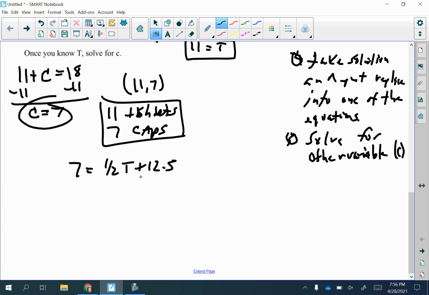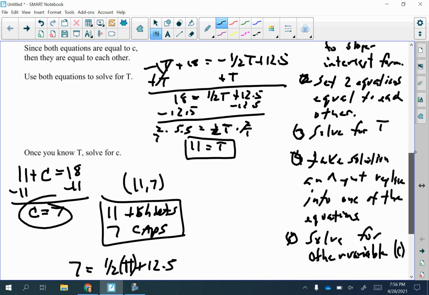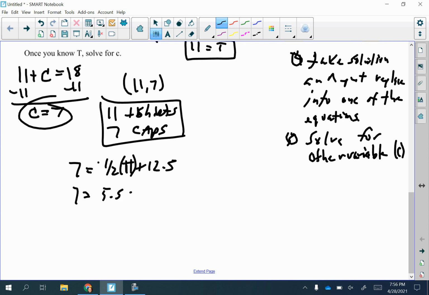I could plug both equations in to make sure they work, right? So this is 7. So 11 times 1/2 is 5.5. Oh, wait, I'm sorry. I think the equation was negative 1/2. Yeah, it was negative 1/2. So that would be negative 5.5 plus 12.5, and you could see that it checks because negative 5.5 plus 12.5 is 7, and 7 equals 7. So you know that's the right answer.